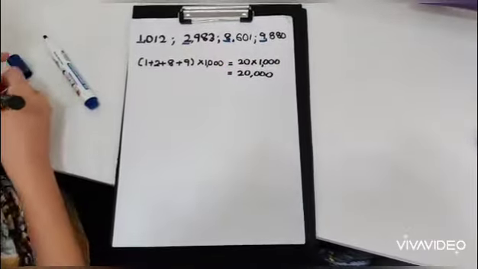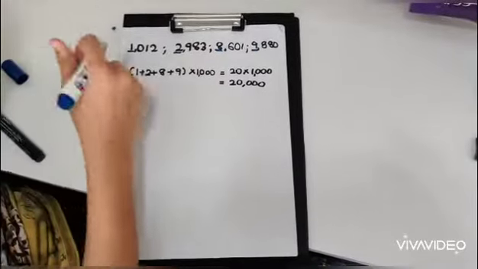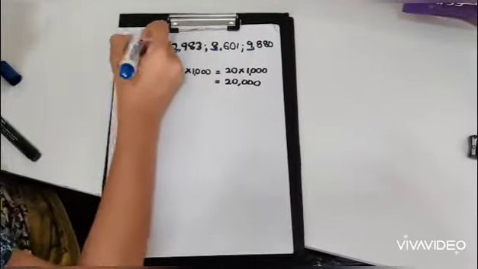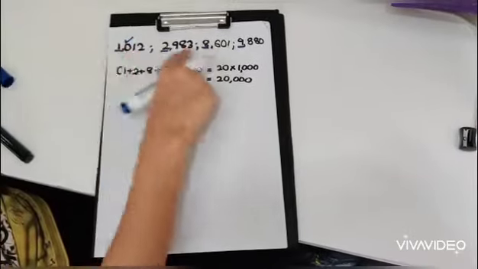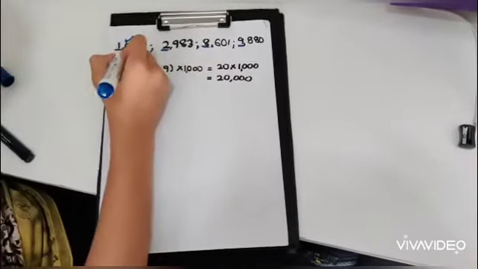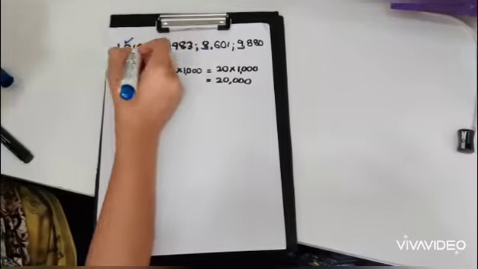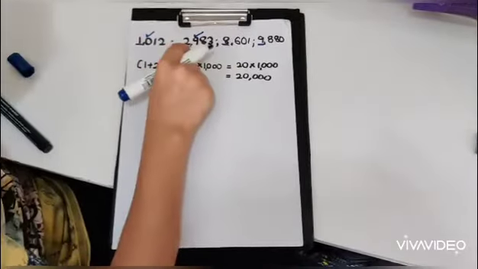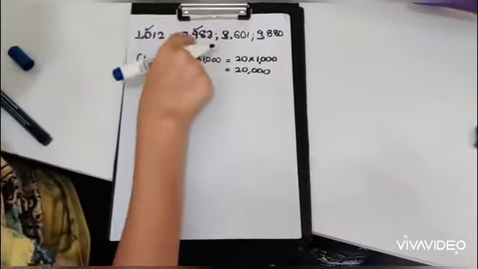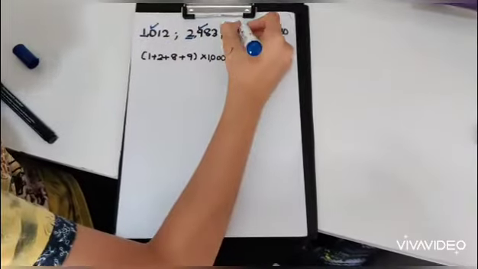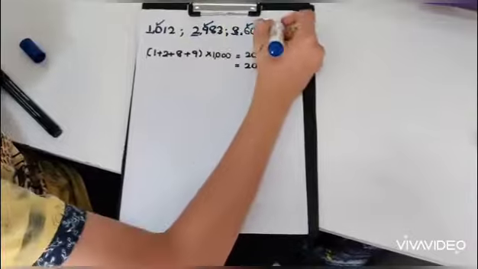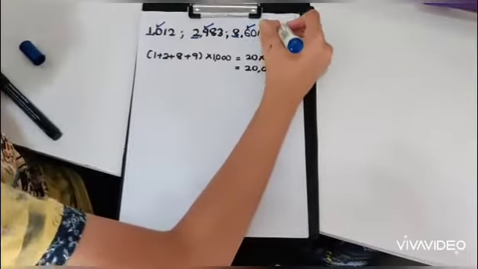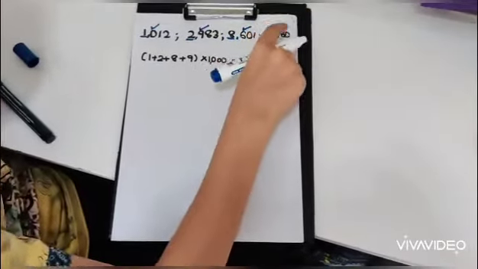Now we need to take the sum of all the hundreds place. The tick denotes the hundreds place for all of these numbers. So 0 is the hundreds place for 1012. 9 is the hundreds place for 2983. 6 is the hundreds place for 8601. And 8 is the hundreds place for 9880.